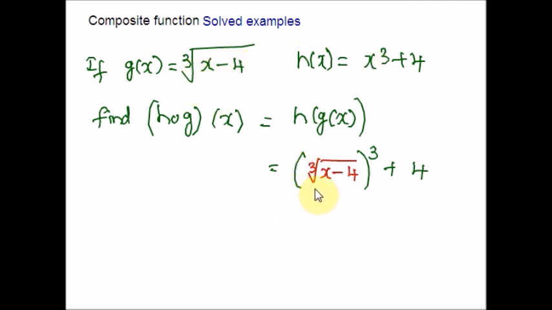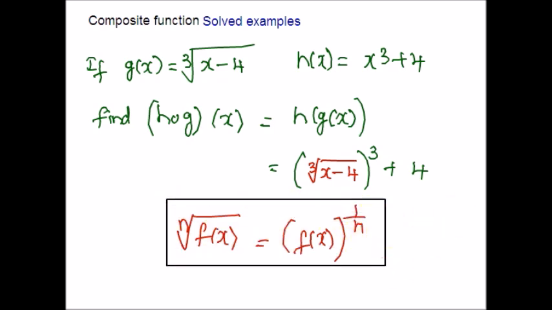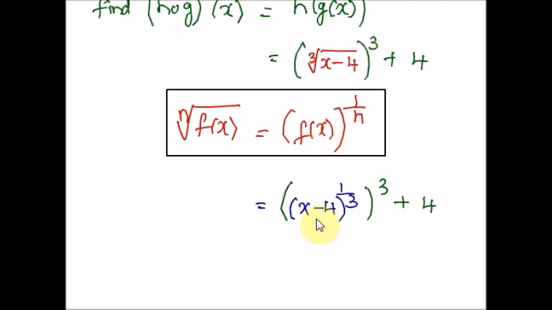Now I'm going to rewrite this cube root as exponent 1 over 3. Am I right? So whatever number is on the root, you can rewrite the root as 1 over that number as an exponent. So for example, in case you have the nth root of some function or some expression, it is nothing but f of x raised to 1 over n. This is called a law of exponent. You can rewrite the root as an exponent in this way. So I'm going to apply the same concept here. So I have applied it here.